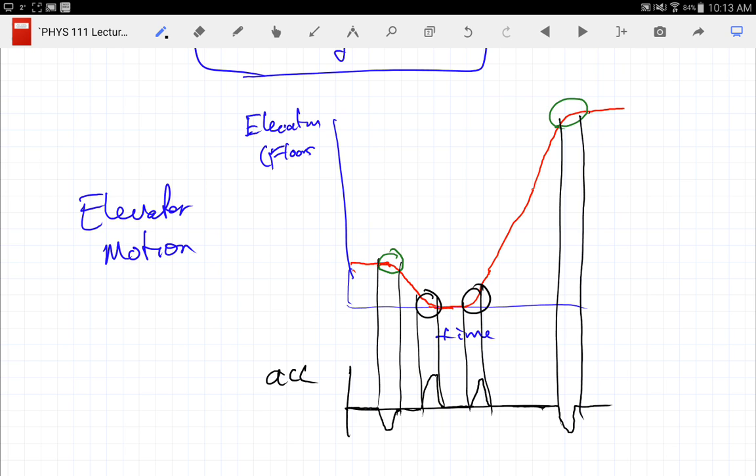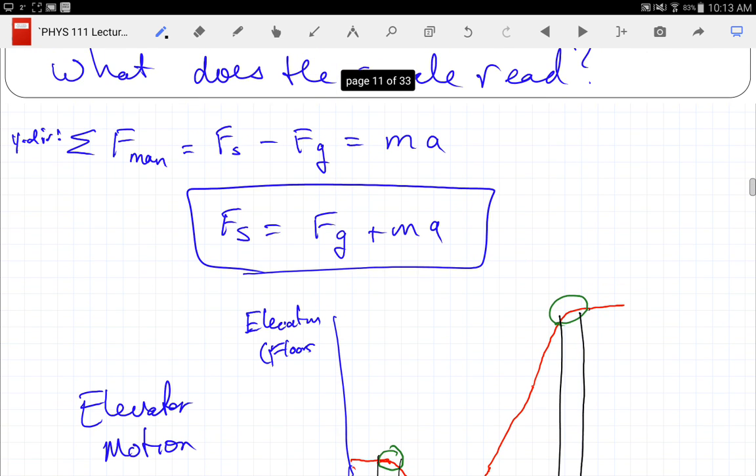So I can look at that bottom graph. If I'm in between floors moving at a constant velocity, my acceleration is 0. What does the scale read? The acceleration is 0. What is the scale going to read? It's going to read just my weight.